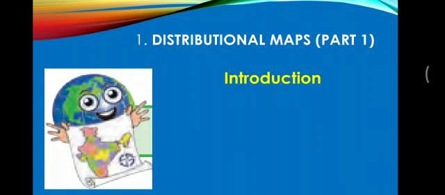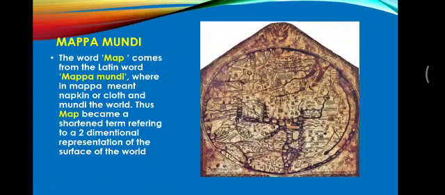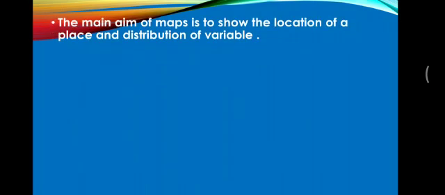A map is a symbolic depiction emphasizing relationship between elements of some space such as objects, regions or themes. The word map comes from the Latin word mappa mundi, wherein mappa meant napkin or cloth and mundi the world. Thus, map became a shortened term referring to a two-dimensional representation of the surface of the world. The main aim of maps is to show the location of a place and distribution of variables.